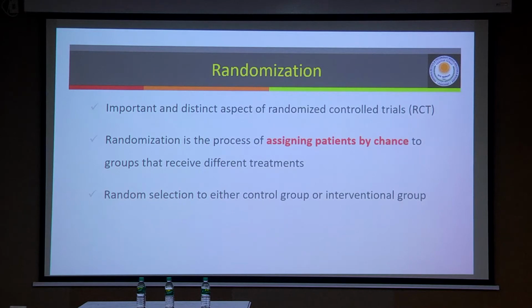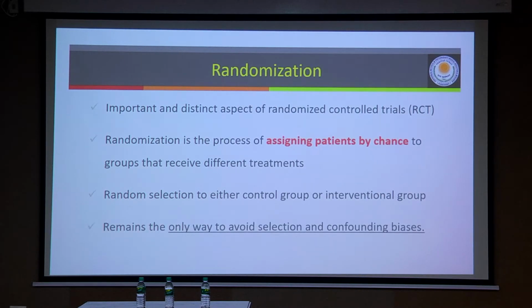As an investigator, I don't decide which patient goes to control group and which patient goes to intervention group. It is decided by the random number which is generated before starting the study. So this is an important step which needs to be done before starting the study. It helps the patients get selected to either control or intervention group. This is the only way to avoid selection and confounding bias. That is, I should not have any bias when I put a patient in a particular group, whether to go to control or intervention group.